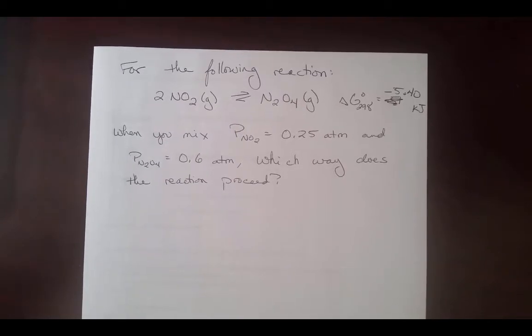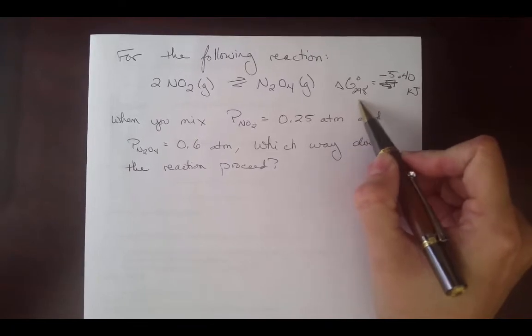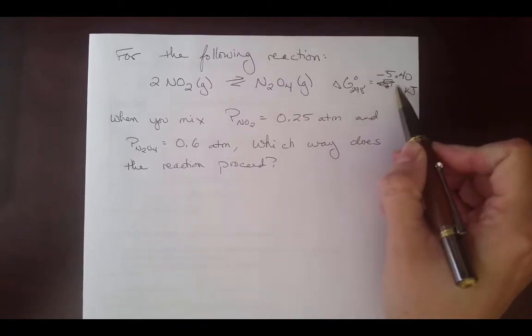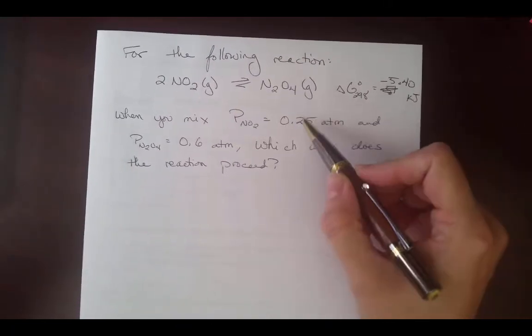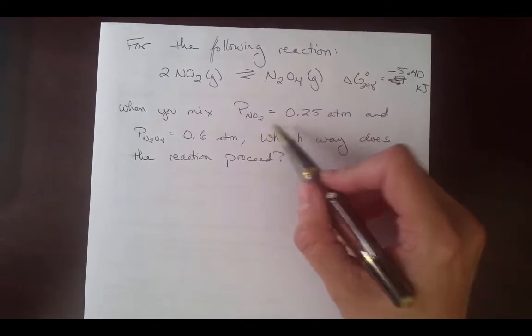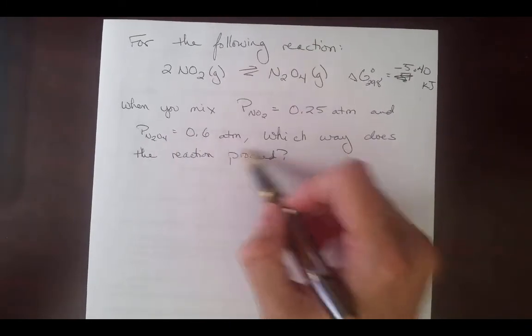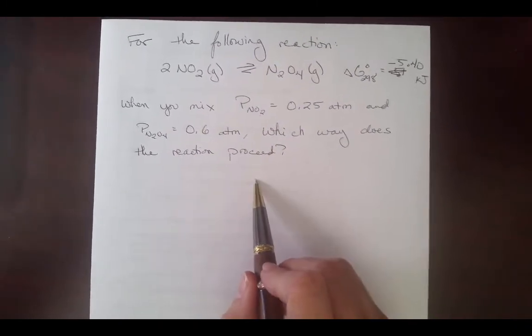For the following reaction, listed there, we have a delta G standard at 298 value of negative 5.4 kilojoules. So when you mix a certain amount of our nitrous oxide and a certain amount of our dinitrogen pentoxide, which way does the reaction proceed?